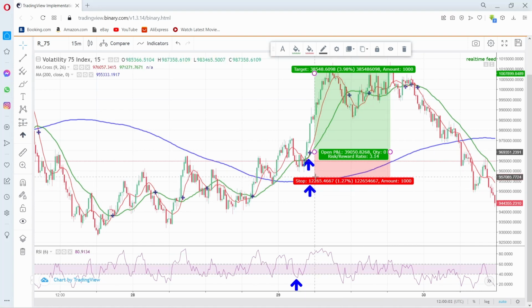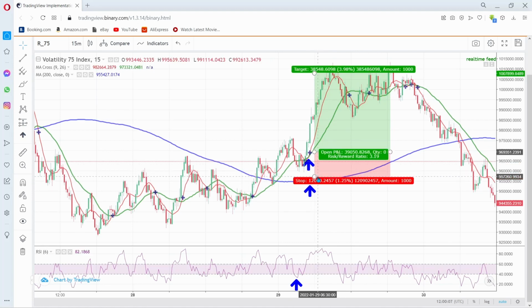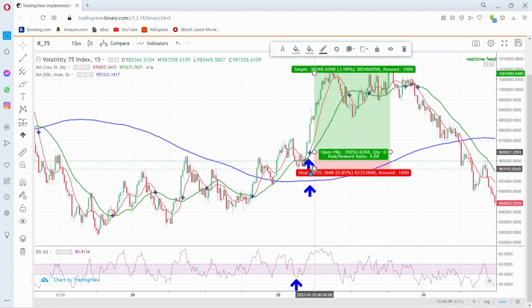If you have a mentor like me, or if you are in my signal group, I don't see any problem. As you can see, you can put the stop loss over here on the last candlestick, or you can put the stop loss on the moving average.